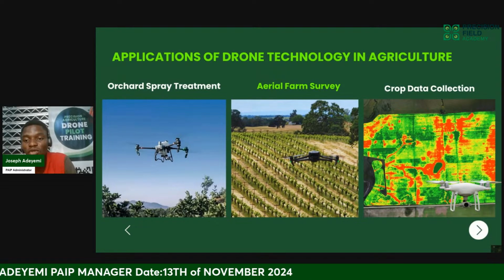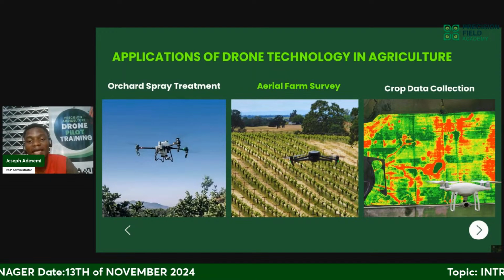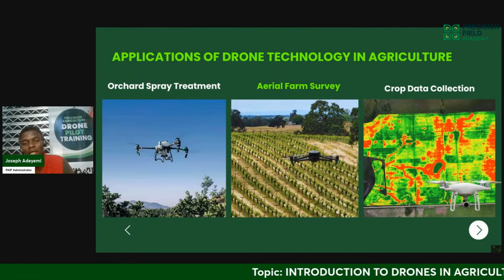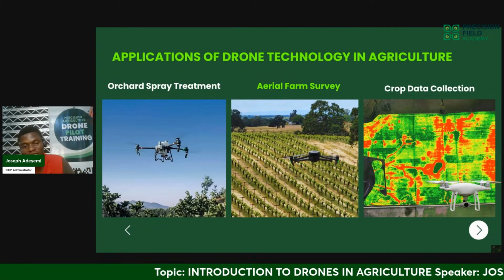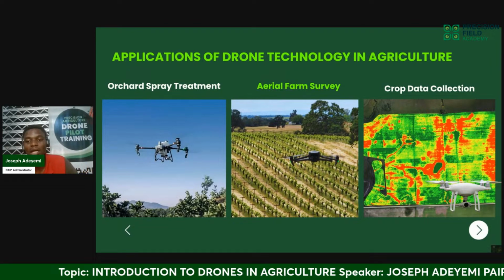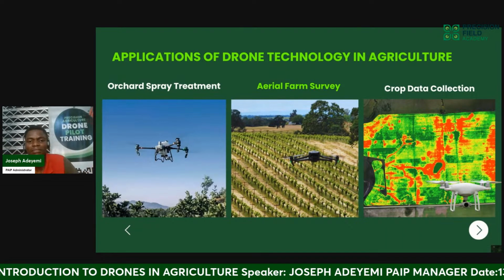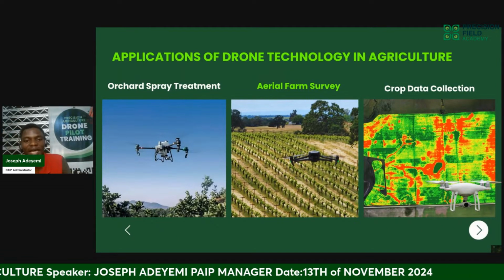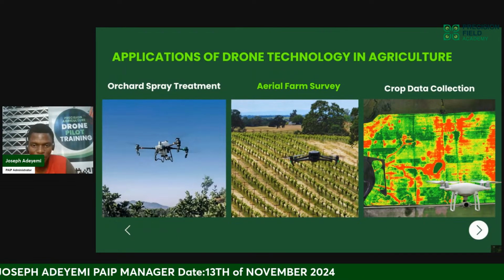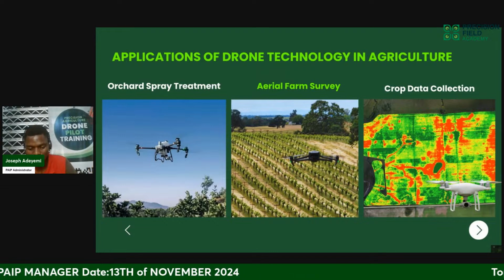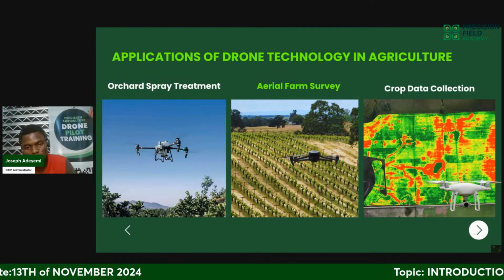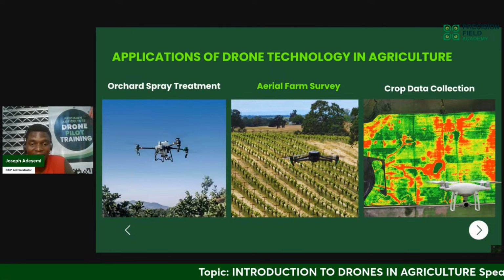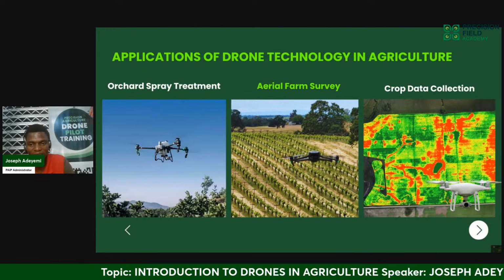So application of drones in agriculture, yes. They are also applicable in orchard spray treatment. Maybe you have trees like apple trees, orange trees, guava trees, even in banana plantations. These are orchards. We call them farm orchards. They could help you to spray agrochemicals to control pests. They could also help you to broadcast. So orchard spray treatment, basically, you can spray agrochemicals, yes, to control pests.